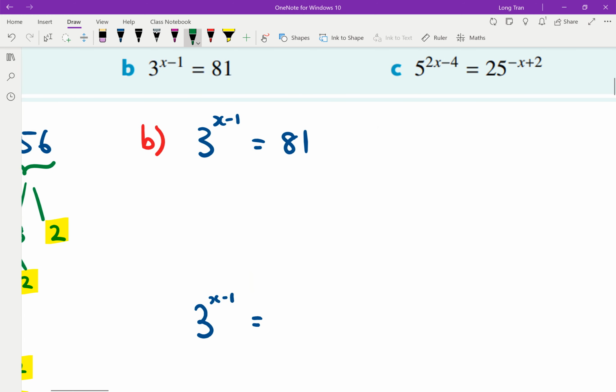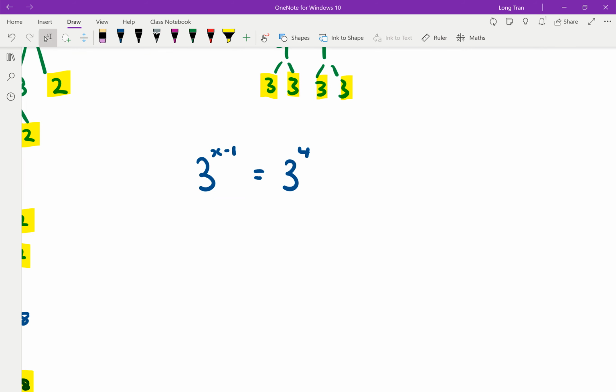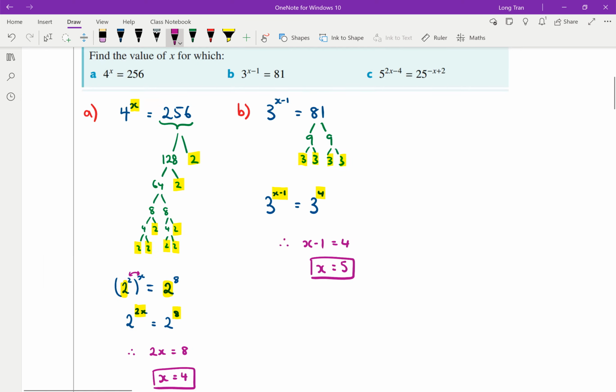We know that 81 is the same thing as 9 and 9, and that's the same thing as 3 and 3, and then 3 and 3 again. So that means 81 is the same thing as 3 times 3 times 3 times 3, which is 3 to the power of 4. And again, by comparison, if they both have the same base, and they're equal, that means that the powers must also be the same. So therefore, x minus 1 must equal 4, and x will equal, add 1 on both sides, x equals 5. Okay, so that's how you would do B.